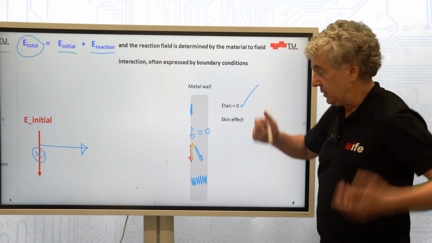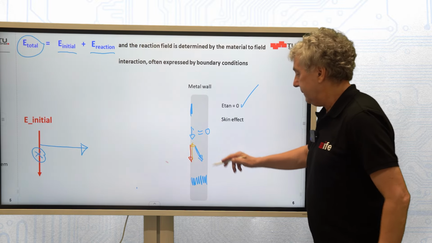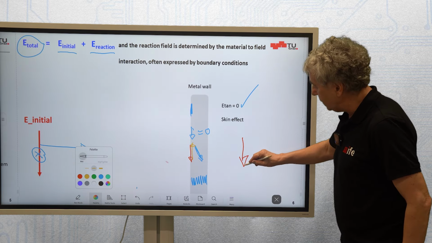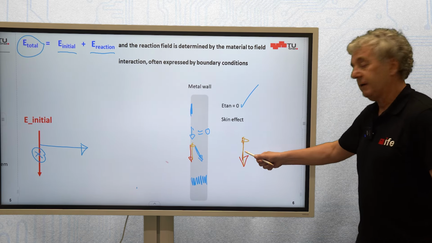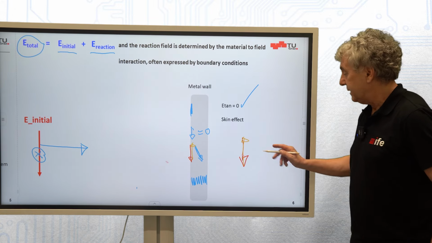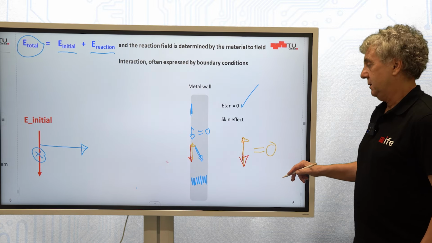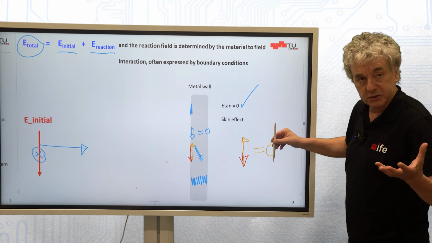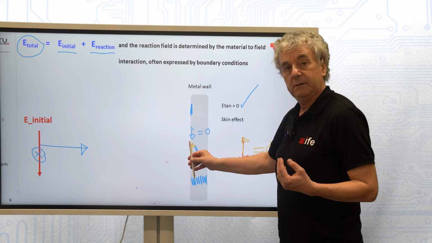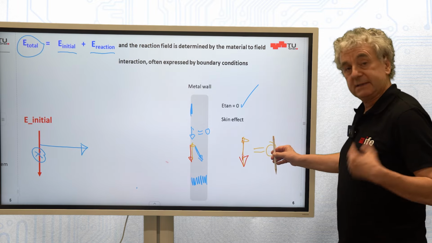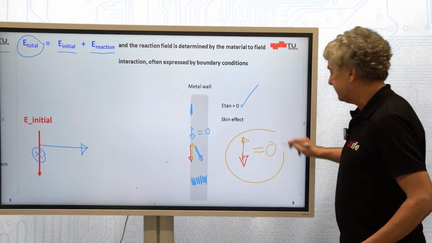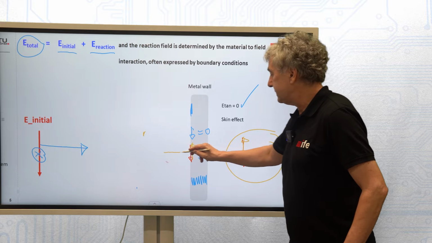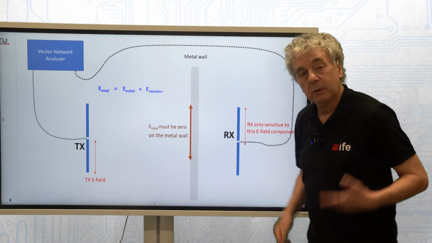And in our imagination, the best way to think about it is that the initial field completely penetrates the metal, but the reaction field is also present. Here both have the same magnitude but opposite phase, so they sum up to 0. So the total field is 0. Of course, the reaction field is also visible here because the energy which comes here will be reflected at the metal wall.